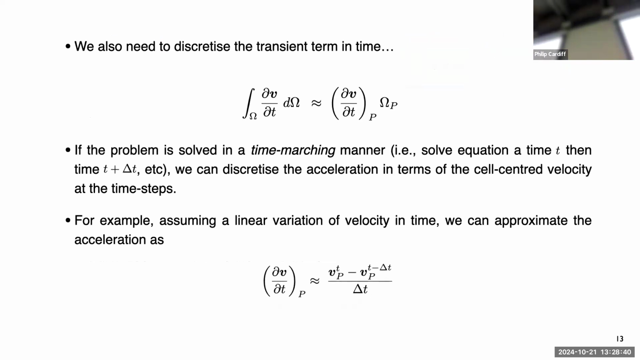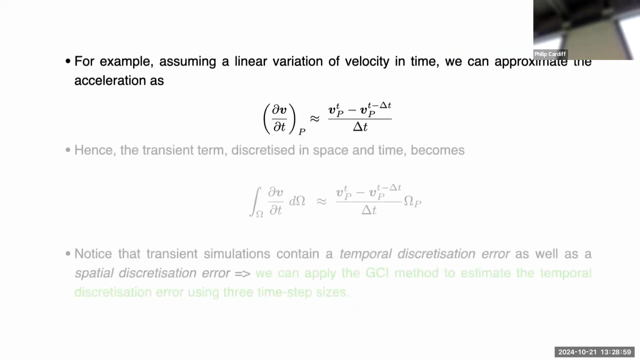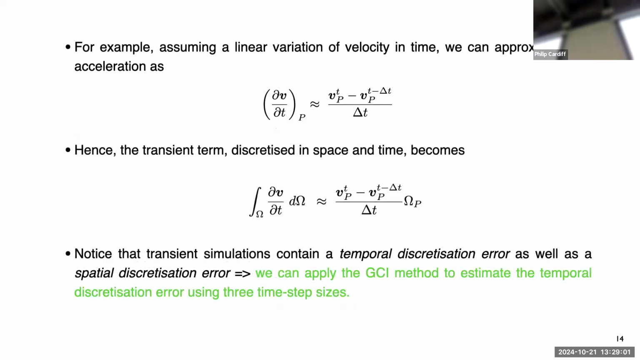So we can say it's in terms of the value of velocity at the current time minus the value of velocity at the previous time at this cell center, divided by the time step. That's a first order approximation. So for the transient term, that's it done. That's complete for that term. And the body force term is done, but the pressure term we still have to complete.